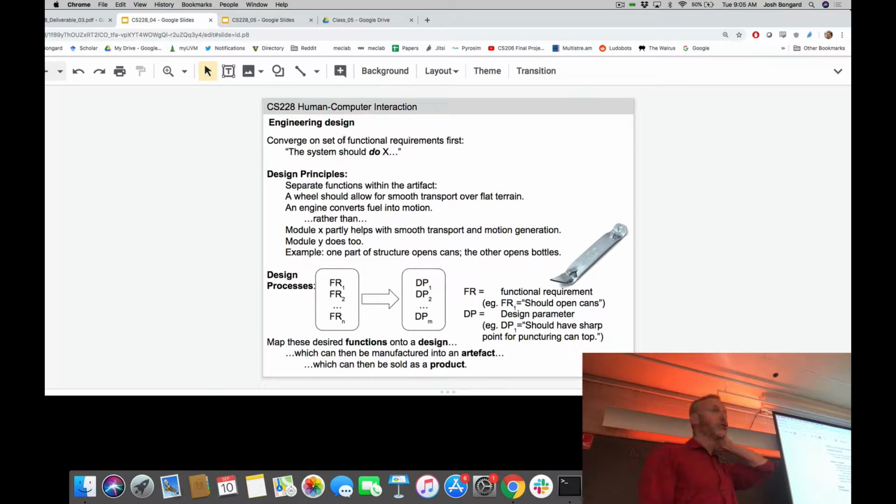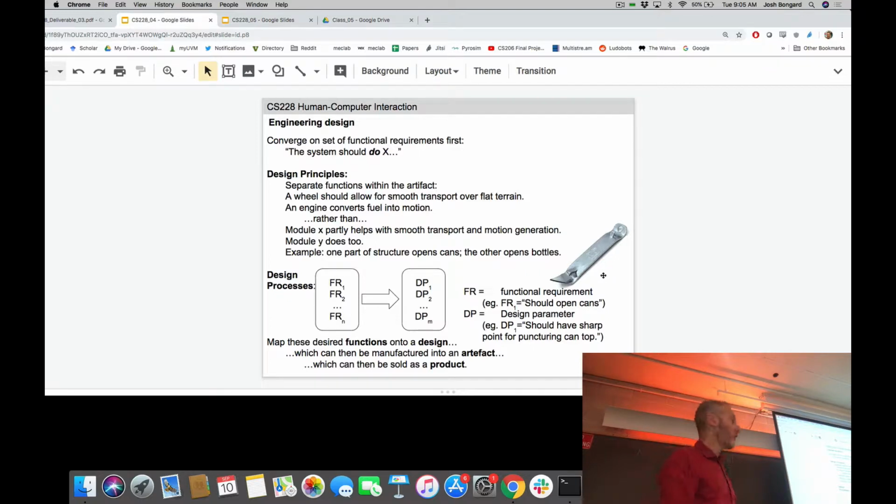The system should do X. We then apply our design philosophy, which is modularity, and we formulate a design process or principles where we're going to try and create something that does X by creating module components where each of those module components carries out some distinct function. And one way this is described is as creating a series of functional requirements.